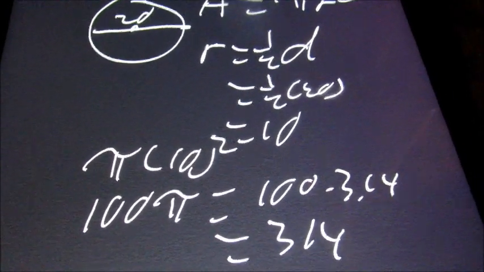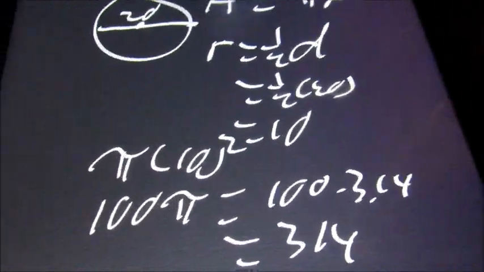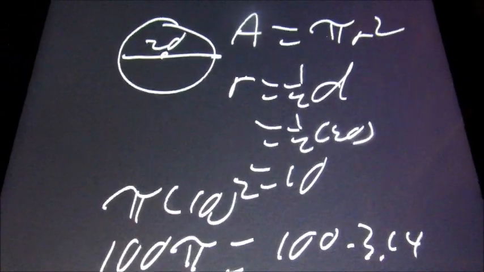So that's how you'll do the area if you're given the diameter. If you're given the radius, it's easier. You just do pi times the number squared. Make sure you square that number, and then you multiply by 3.14.